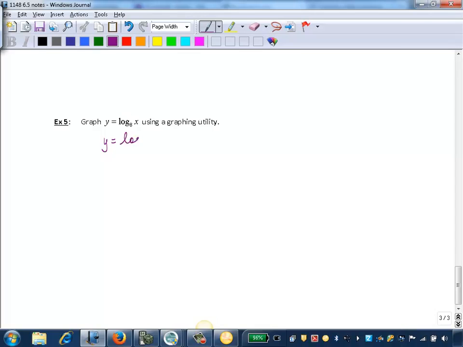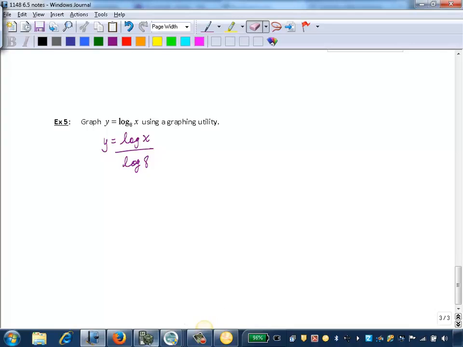So we can rewrite this as common log of x over common log of 8. And again, you could do natural log of x over natural log of 8. So if we look in the numerator, we have log of x. We've got the variable up here, but the denominator is log of 8. This is a constant. So this is really a log x graph divided by a constant.